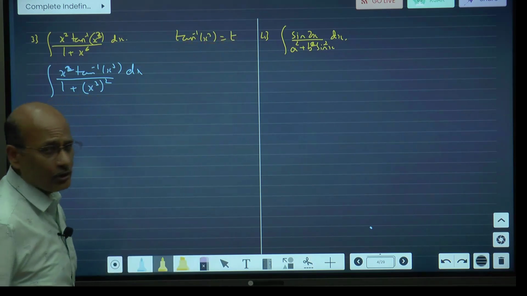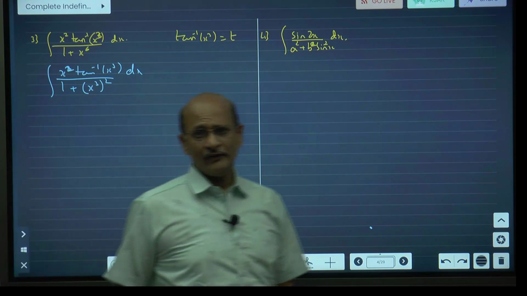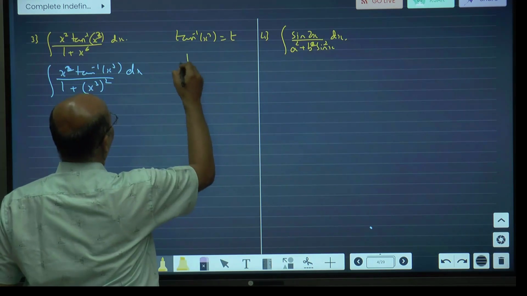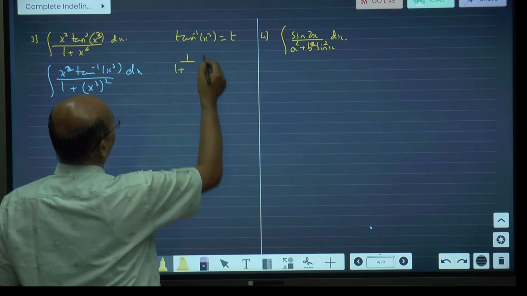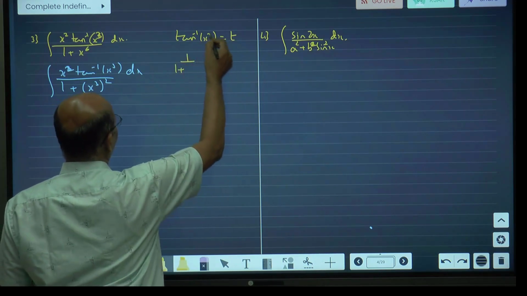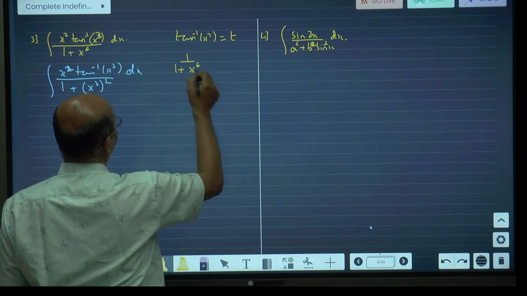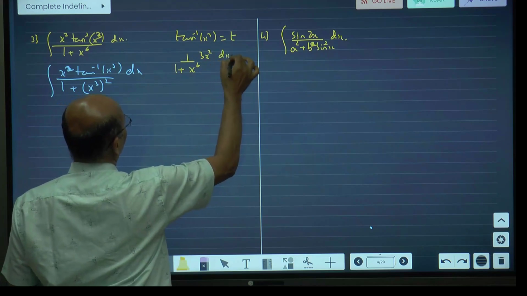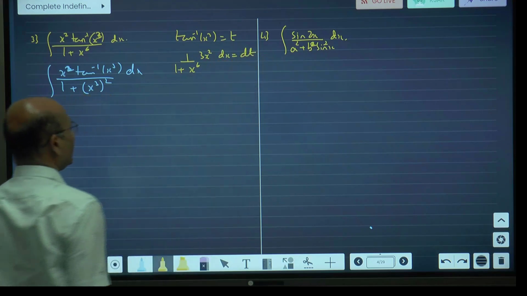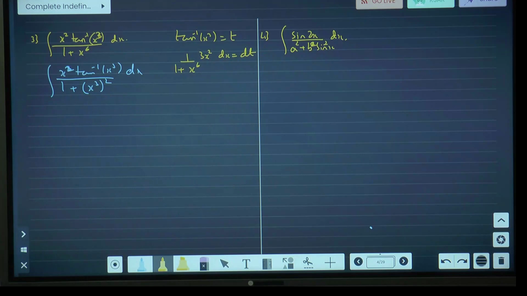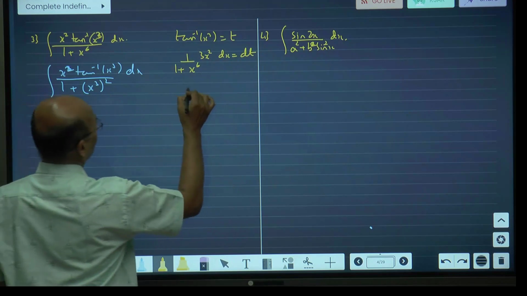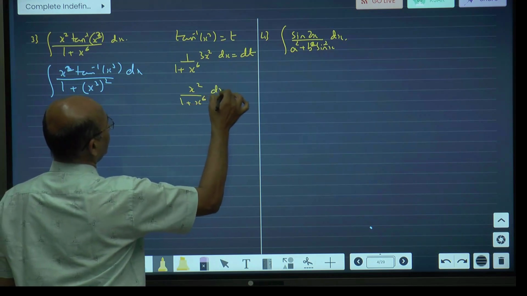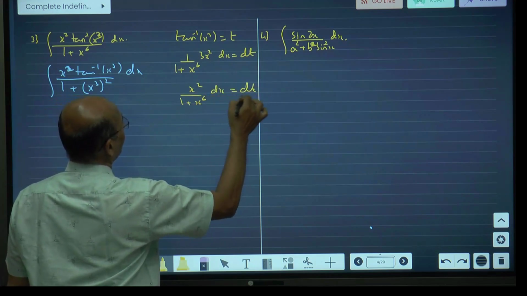So what is the derivative of this? What is derivative of tan inverse x? Tan inverse x derivative is 1 upon 1 plus x square. Now if you look at this x square, the square of this is x raised to 6, and by chain rule x cube derivative is 3x square. I took the dx up here, this will become dt. Now if I observe this carefully, x square upon 1 plus x raised to 6 dx is nothing but dt upon 3.